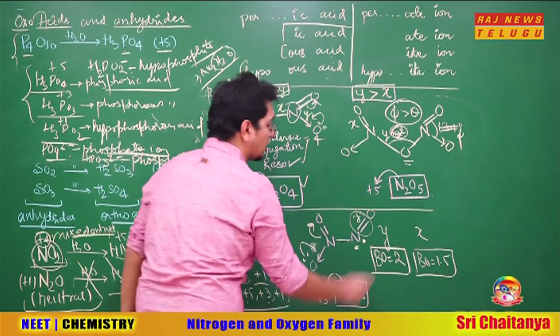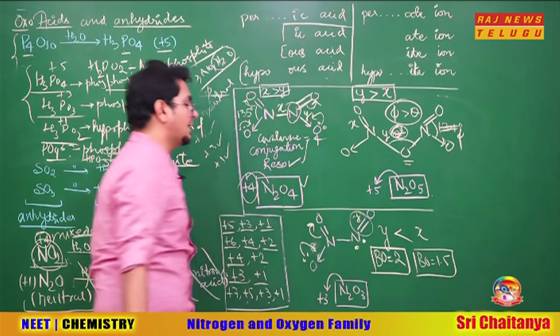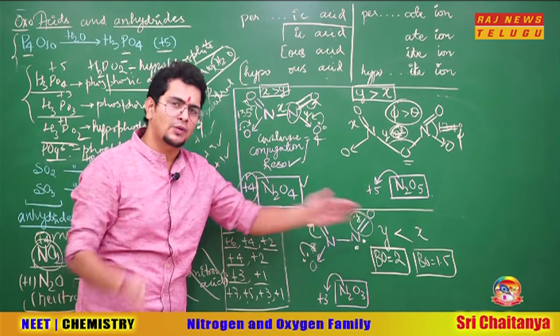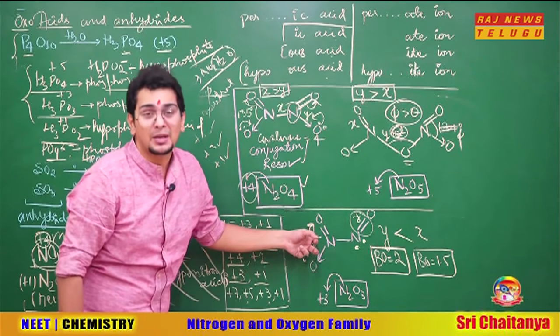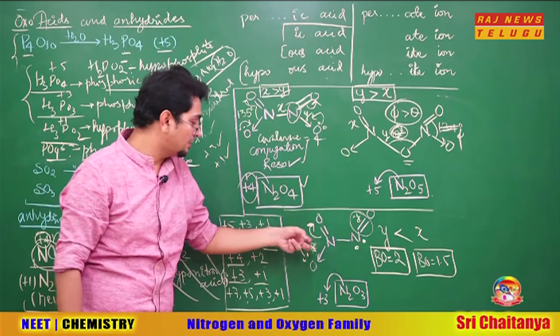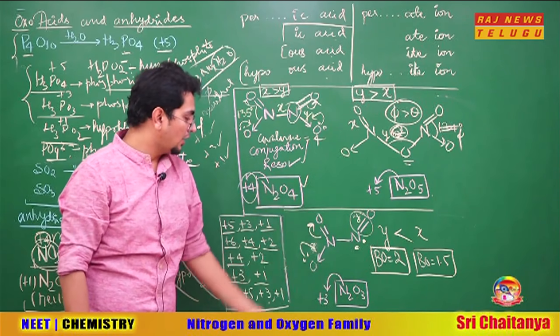So who has more bond order? Y. So whose bond length will be lesser? Outside, because double bond will be shorter than partial double bond. Double bond means very strong as compared to partial double bond, so shorter bond in N2O3.